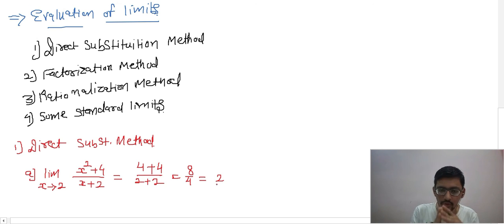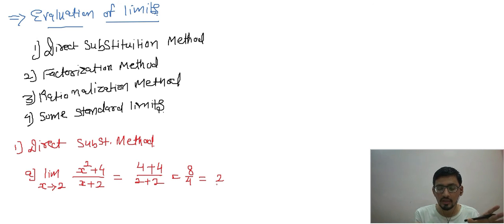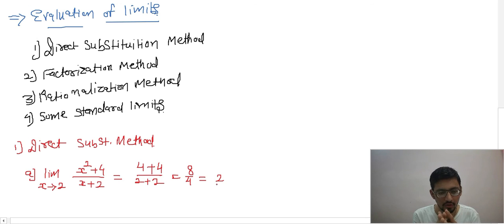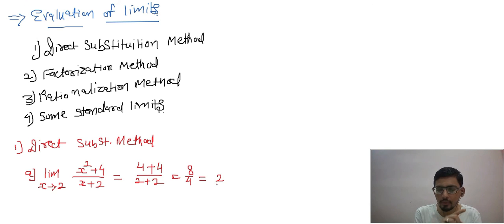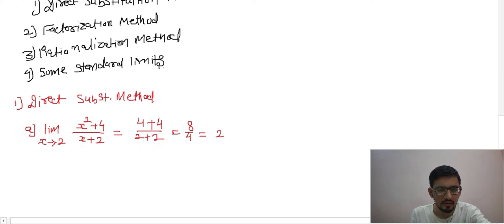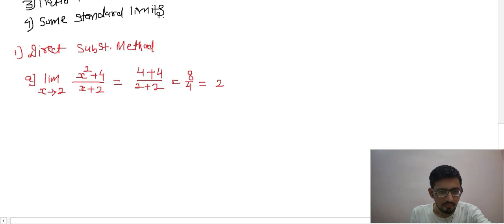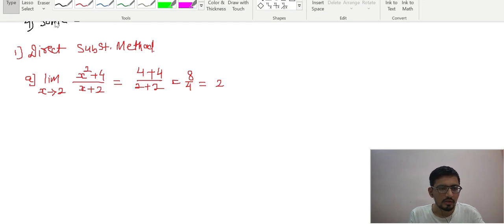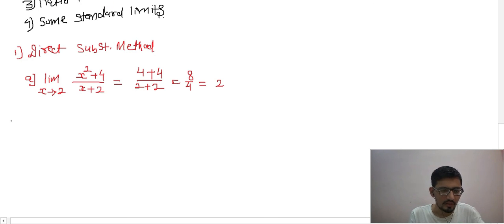If f of 2 equals 2, then that function is called a continuous function. Continuous functions we will also study. So when the limiting value and the functional value are both equal, such a function is called a continuous function. But here you will interpret that if x is approaching towards 2, the function is approaching towards 2 only. So the direct substitution method will work when, after applying the limit, the denominator is coming non-zero.